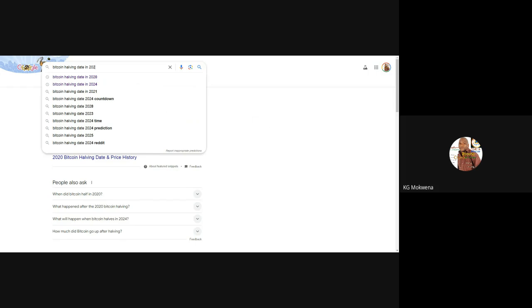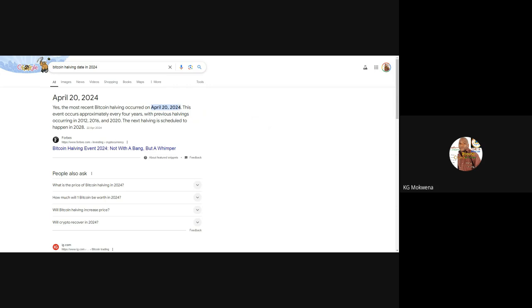So I'm typing again: Bitcoin halving date in 2024, which has already occurred. And then we see here it was on the 20th of April 2024. That's the halving that took place. So when we go back to our candlesticks, you're going to see that the second yellow vertical line is right on the candlestick of April 2024, which just shows you that the halving has taken place. Every time after a halving takes place, we are anticipating a bullish movement.